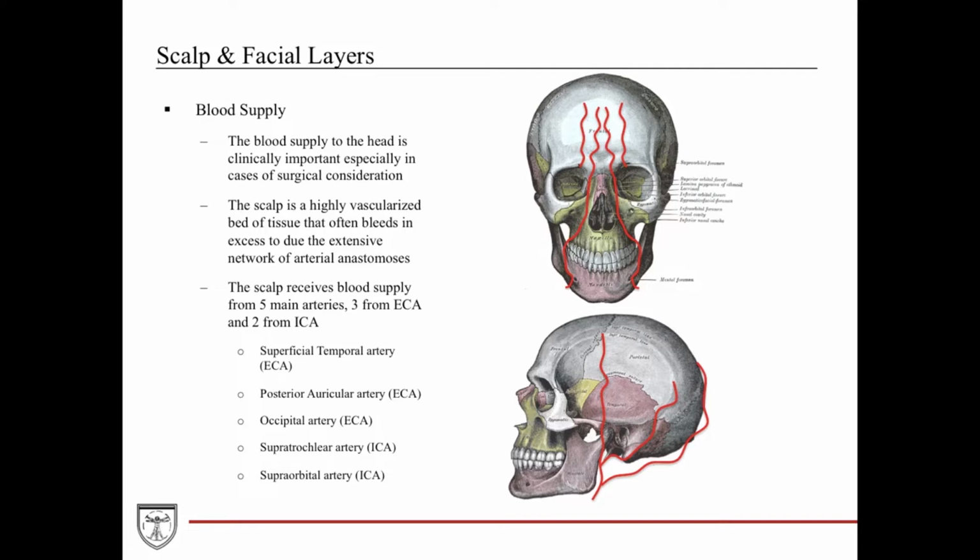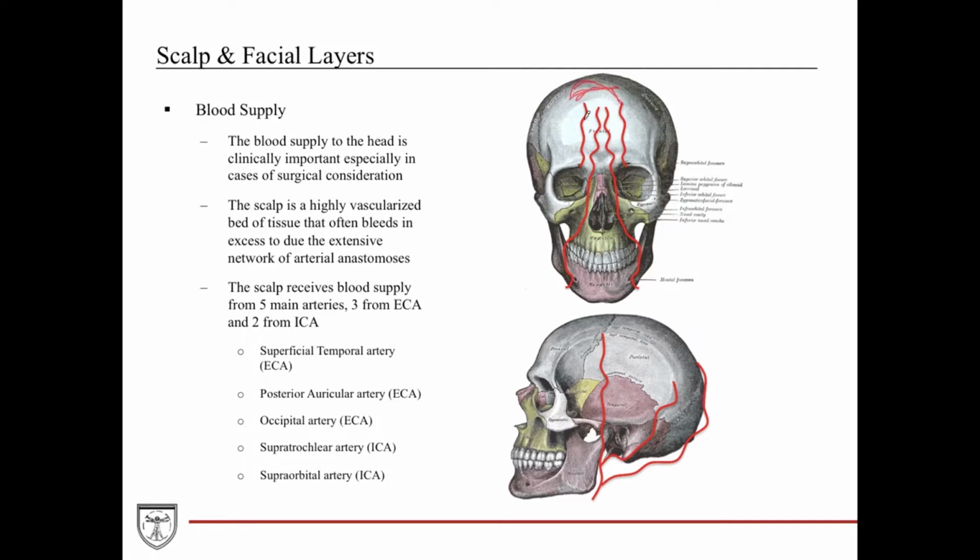And if anyone's ever had a pimple or a little scab on their face, and they picked it and it bled, and they don't know why it's not stopping, it's because the blood supply to the head and scalp is so highly vascularized. What's important is that the scalp receives 5 different arteries that provide blood. And across the top of the scalp, you have a lot of anastomotic branches that cross over like this.